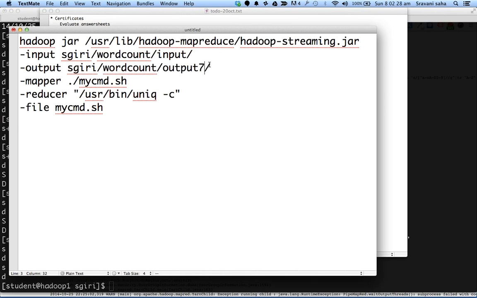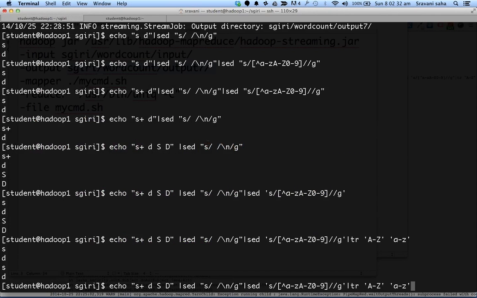All right, now let's see if we have got some output. All these three things together, first sed, second sed, and then third tr, we have put in a single file and passed it to the streaming job. Now the streaming job did its duty and did the job. So this is the command we ran.